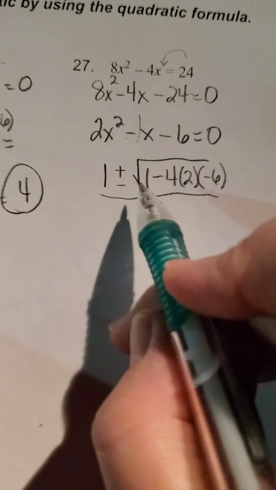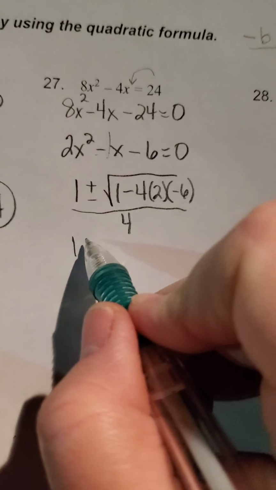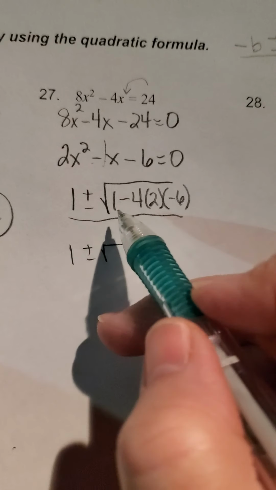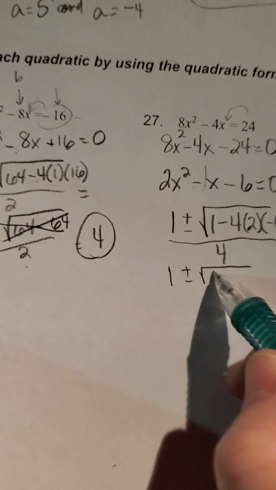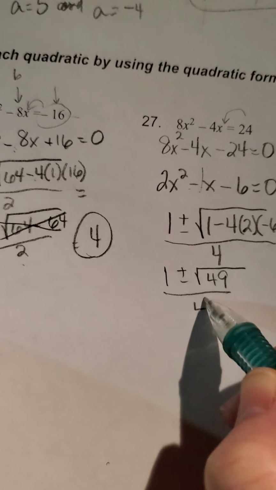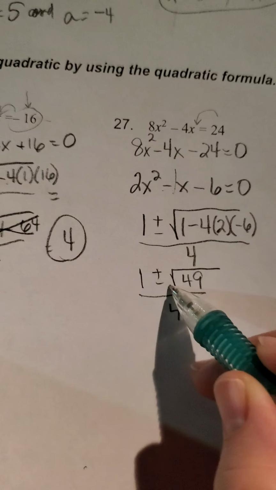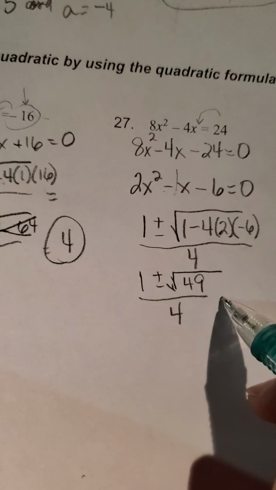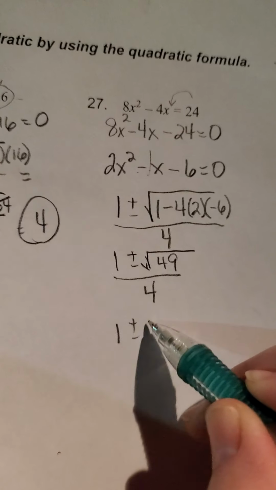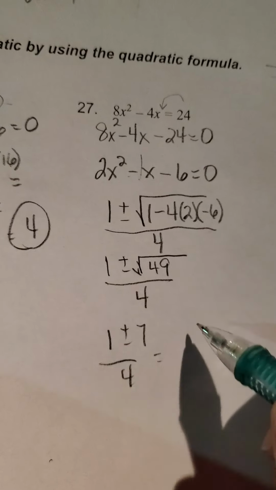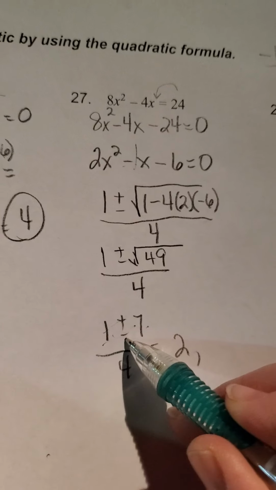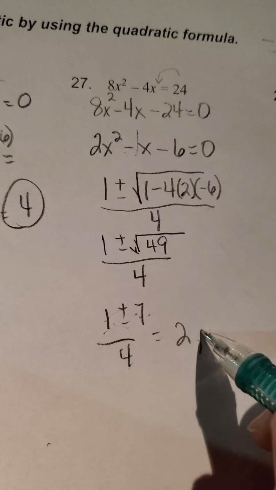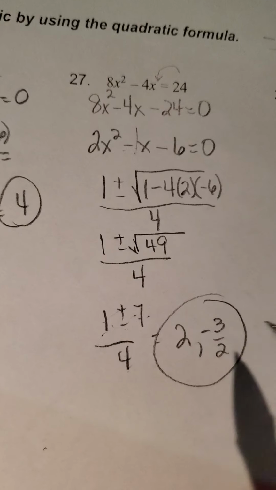Now, let's clean it up a bit. So we have 1 plus or minus the square root of, let's see, 1 plus 48 is 49, over 4. And we all know that the square root of 49 is 7. So we have 1 plus or minus 7 over 4. Which means if we add 7, 1 and 7, we get 8 divided by 4 is 2. If we subtract 7, we get negative 6 over 4, which is negative 3 halves. So your two answers are 2 and negative 3 halves. Last one, you guys.